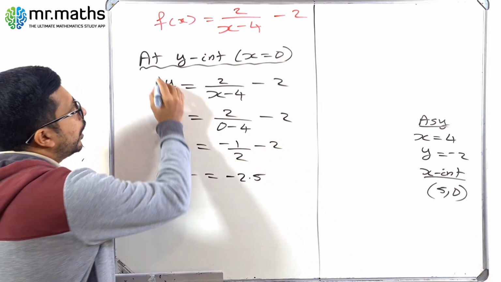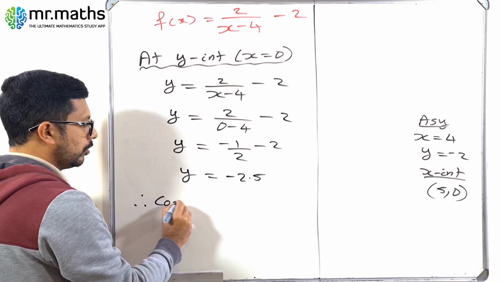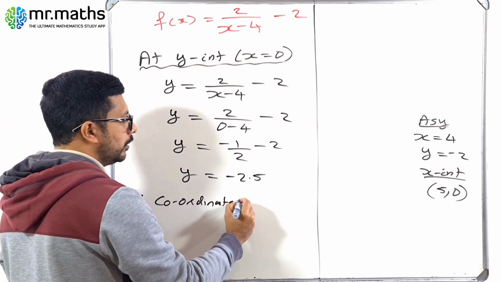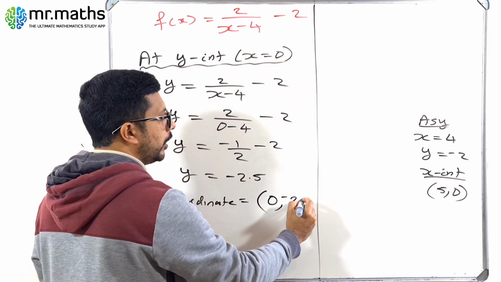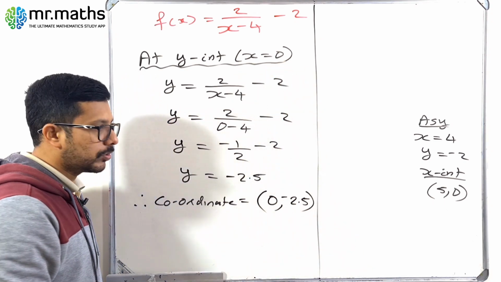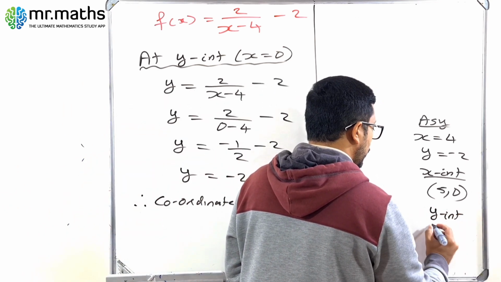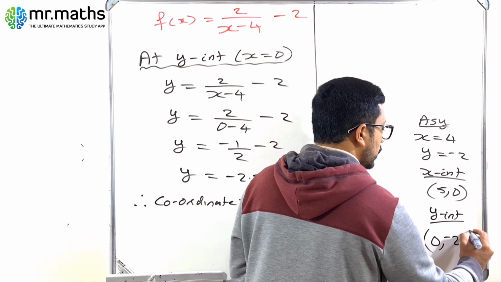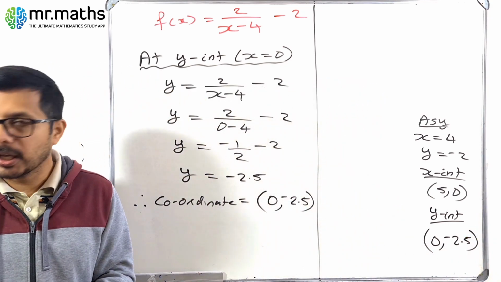Now, what is the coordinate of the y-intercept? The x value is 0 and the y value is minus 2.5. So let me write here: y-intercept. What is the y-intercept? x value 0 and y value minus 2.5. Now we can start 4.3.